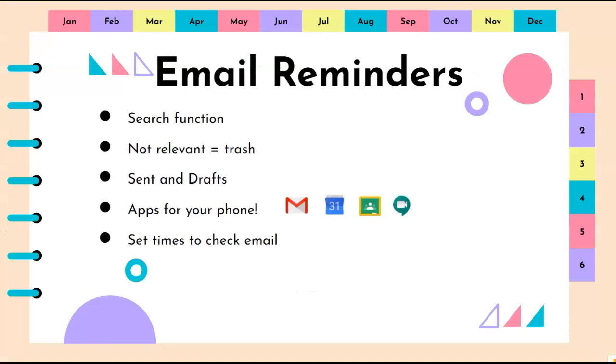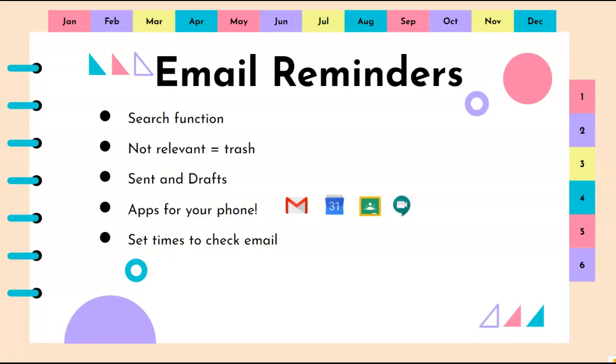An additional suggestion that I would recommend if you have a smartphone is to get these apps for your phone. You can actually get a Gmail, Google Calendar, Google Classroom, and Google Meets app for your phone. In this way, it'll be just as easy for you to check your text as it is for you to check your email, simply by opening an app on your phone.